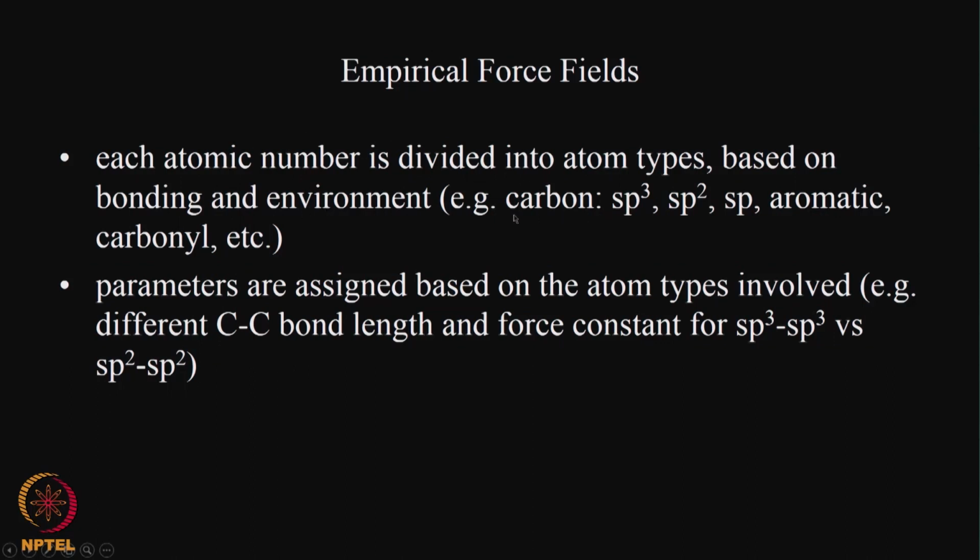Now these empirical force fields, each atomic number is divided into atom types, based on the bonding and environment. For example, carbon can be many types: sp3 carbon, sp2 carbon, sp carbon, aromatic carbon, carbonyl carbon, then cyclopropane type of carbon, cyclopropene type of carbon, and so on. And then parameters are assigned based on the atom types. So each of these carbons may have a different carbon-carbon bond length, and the constant where we use that also will change depending upon its sp3 or sp2 and so on. So we will look at some of those examples.